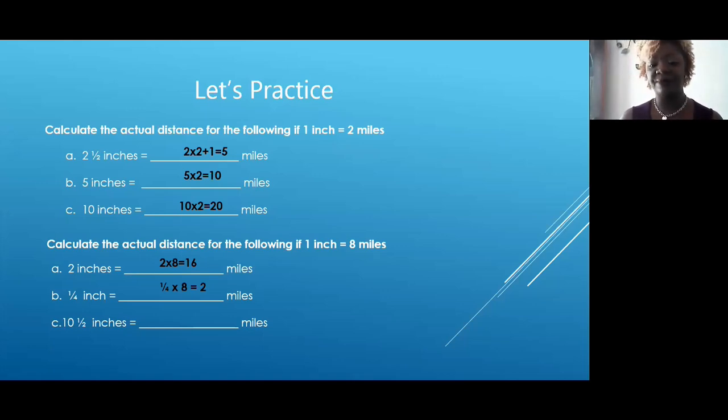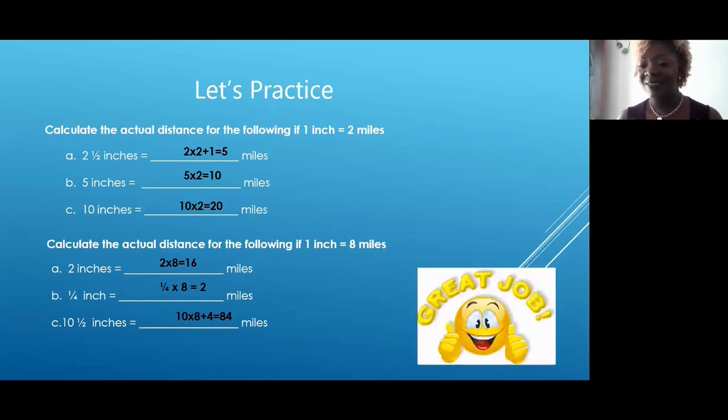And the last one, this one was kind of tricky for some people. Okay, so 10 times 8 plus 4 equals 84, right? Where did I get that 4 from? Okay, let me quickly explain. We're looking at 1/2 of 8. 1/2 of 8 is 4, all right? So 10 times 8, which is 80, plus 4 is 84, all right? Good job. Let's move on.